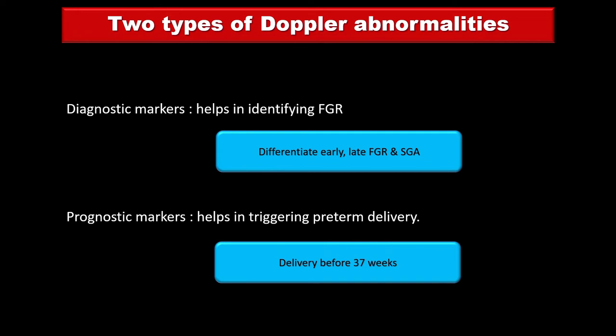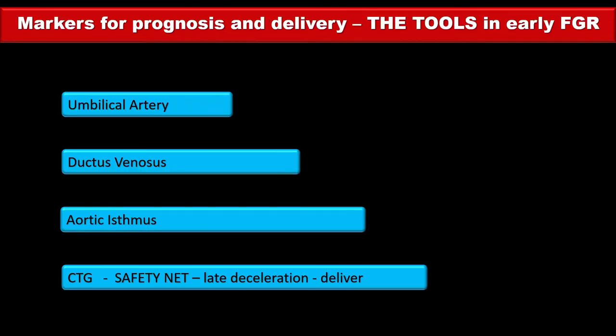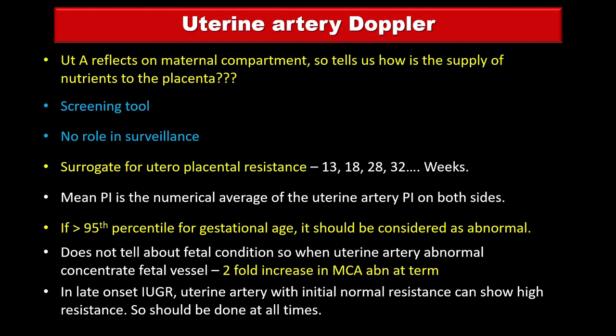And we have prognostic markers in FGR, and these prognostic Doppler markers will tell us when to deliver before 37 weeks. So markers for prognosis are the umbilical artery, ductus venosus, and aortic isthmus in case of early onset FGR. And CTG is the safety net, because with late deceleration we need to deliver. These Dopplers have been beautifully covered by my previous speaker. I'll just touch upon them.